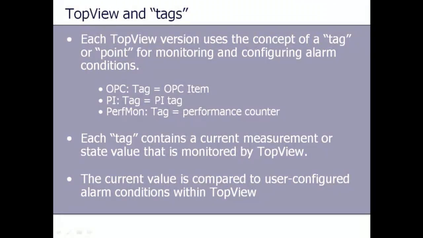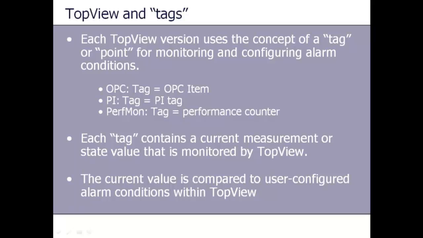Each TopView version supports the concept of a piece of data whose value can be monitored by TopView. We call each data point a tag. In the other versions of TopView, the tag concept easily translates into data values that are already available in the data source. Therefore, the user can start accessing the tag data without the need to first create the tags.